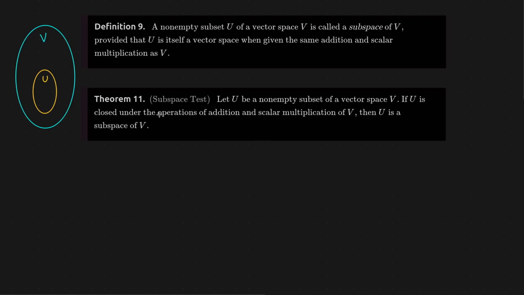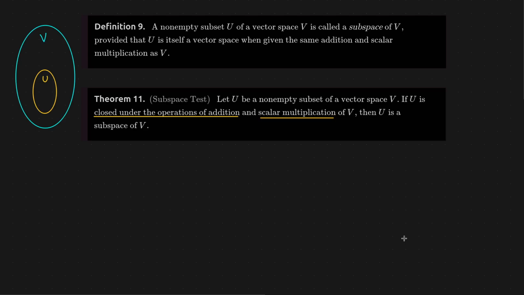So if we want to check if a subset is a subspace, we could use the subspace test. We've already explored this in previous sections with traditional vector spaces. It's exactly the same here. If U is a non-empty subset of vector space V, then U is going to be a subspace of V if it is closed under addition and closed under scalar multiplication. So why is it that we only have to check those two properties?